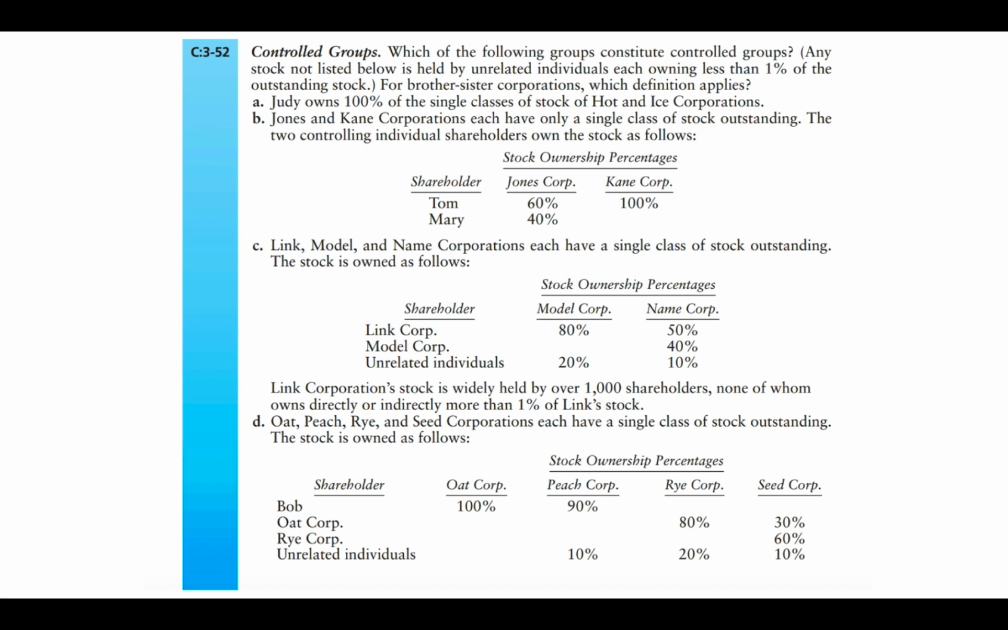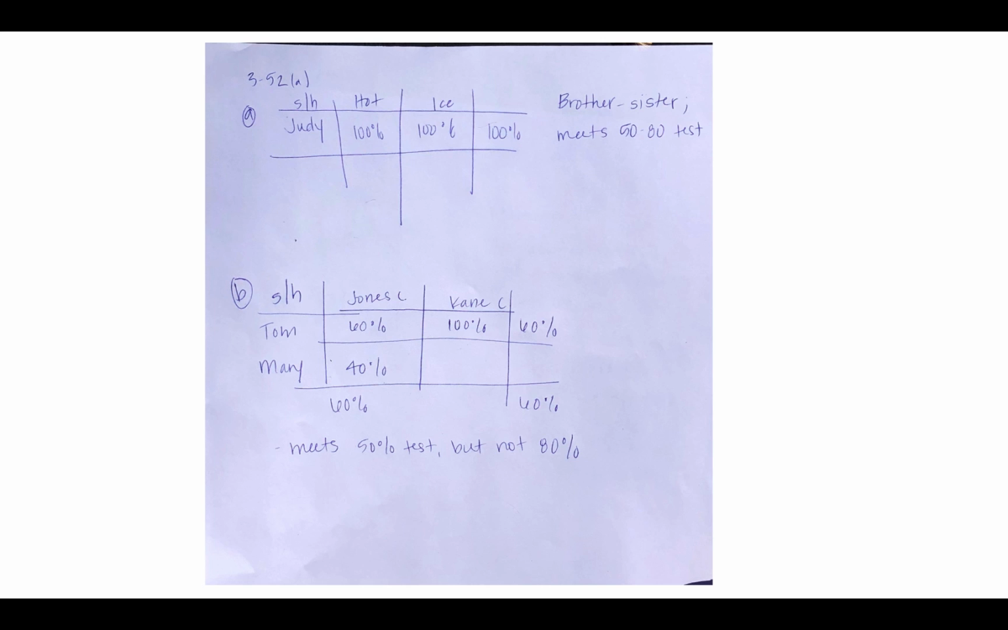All right, so A, Judy owns 100% of the single class of stock of Hat and Ice Corporation. So this one's pretty simple. In A, we have Judy. She owns all of Hat and all of Ice. So it's pretty clear these are related. It's 100% common ownership. It's only Judy. And she owns 100% of both corporations. So it's a brother-sister control group. It meets all the tests. It meets the 50-80 and the 50-50.